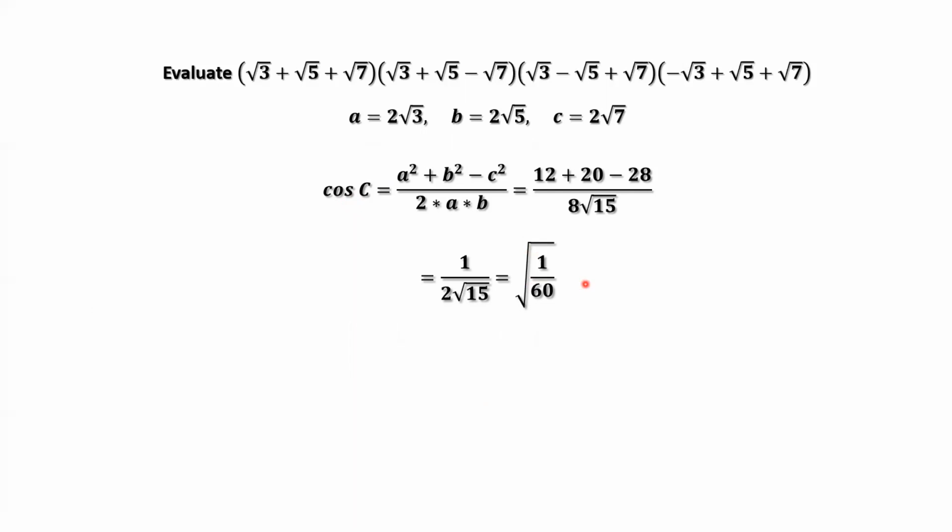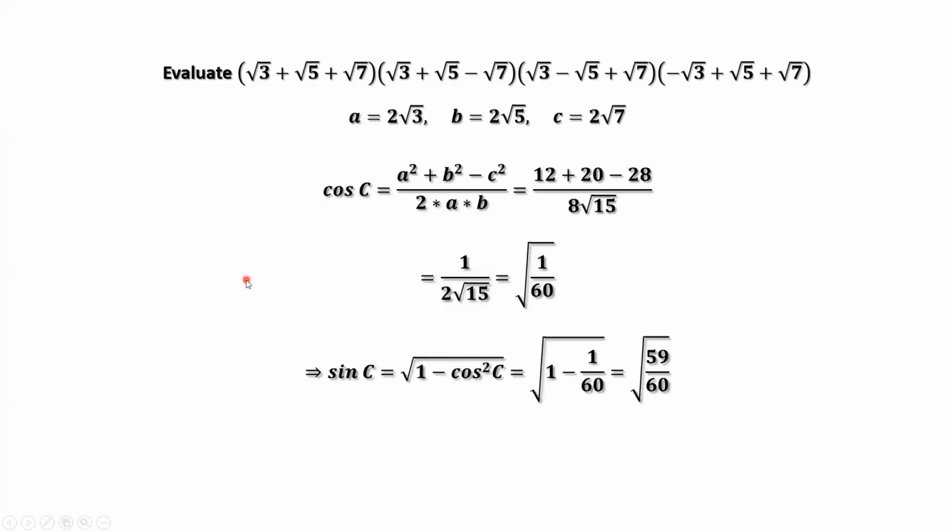What are we doing here? We want to find the area of the triangle. The letter we used is capital A. If we know cosine C, can we find the sine C? We know the formula. Sine squared plus cosine squared equals 1. Sine of C equals square root of 1 minus cosine C squared. Replace cosine C by square root of 1 over 60. We have the final value for the sine of C equals square root of 59 over 60.